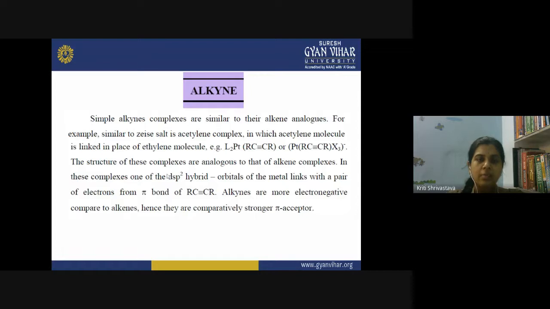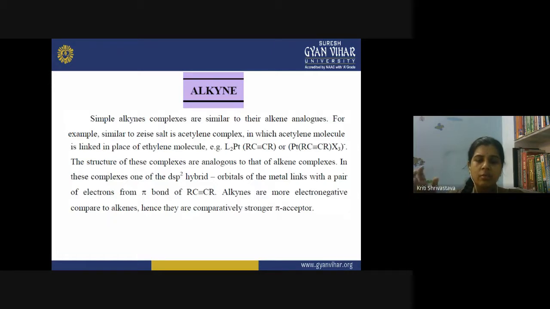The structure of these complexes is also analogous to that of the alkene complexes. So in these complexes, one of the dsp2 hybrid orbitals of the metal links with a pair of electrons from the pi bond of RC triple bond CR. The dsp2 hybrid orbital of the metal and one pi bond of the alkyne overlap together to form a stable bond. Now, there is one difference also. The alkynes are more electronegative as compared to the alkenes, and therefore they tend to lose their proton very easily.